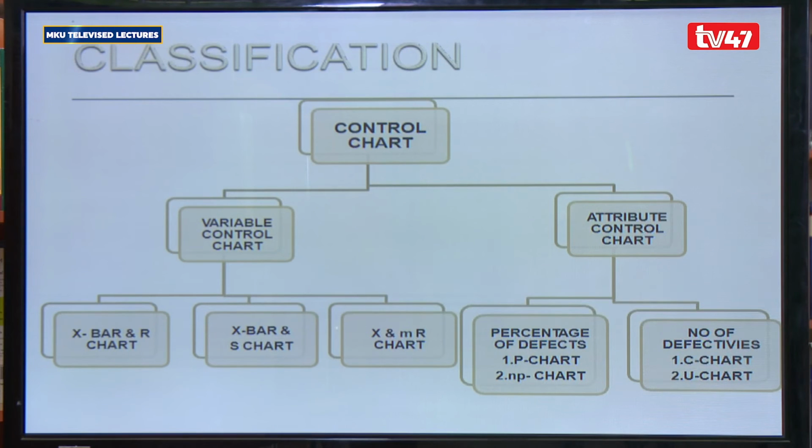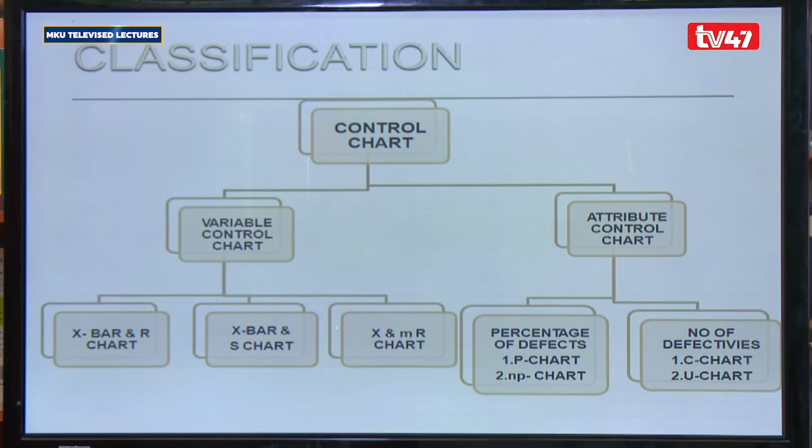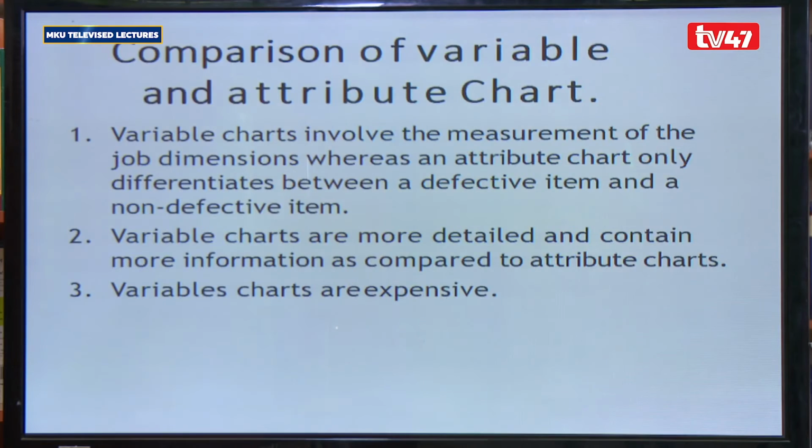So we have an X-bar chart or the R chart. And then we can have a combination of the X-bar chart and the S chart. So the three charts that are key here, which we shall look at, are the X-bar chart, R-bar chart, and S chart. And under attribute control charts, we have 4: the P chart, NP chart, C chart, and U chart.